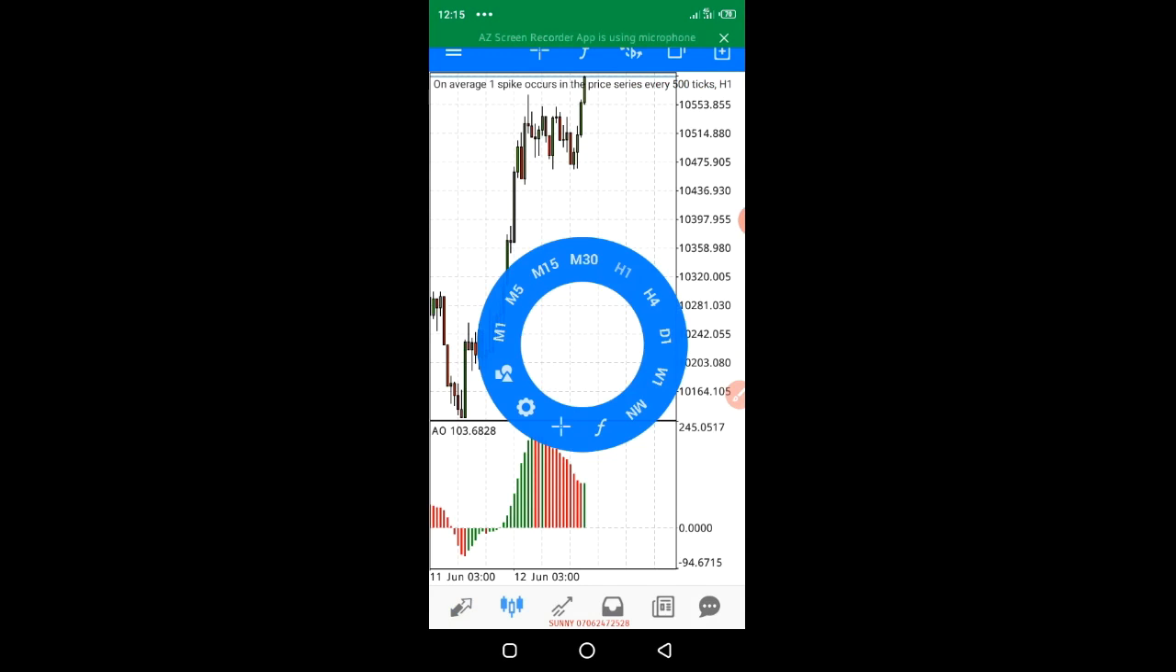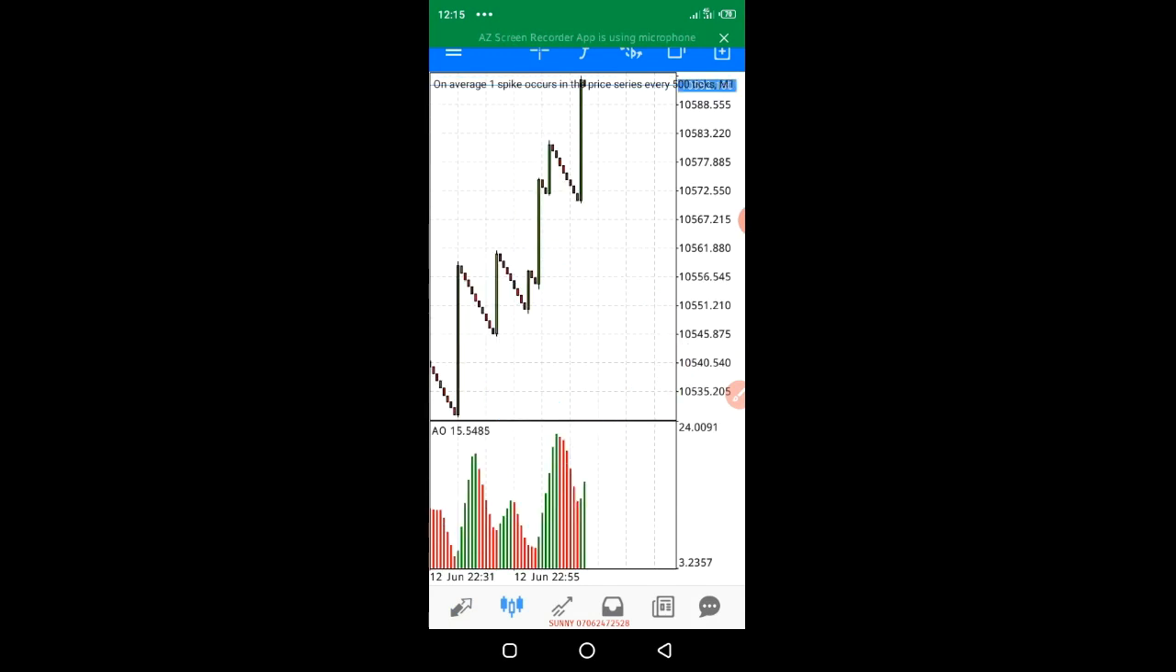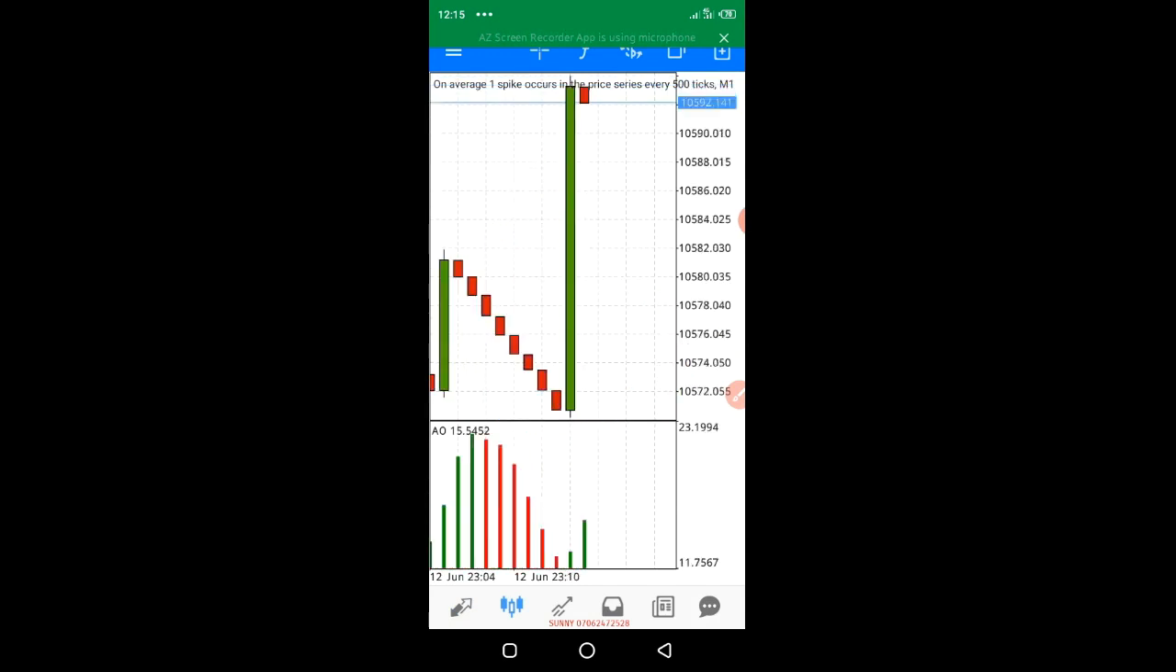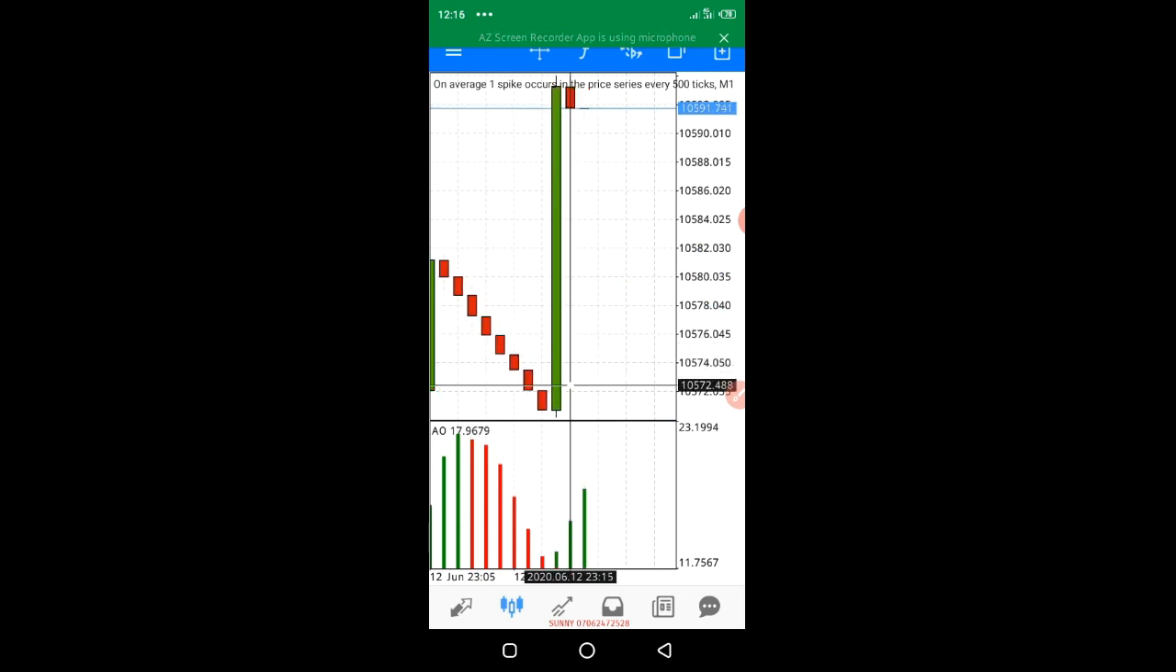Now let me go to M1, which is the 1 minute chart. Now check, for every spike you see a green, right? For every spike you see a green. Look at the green. For every spike you see a green. Then afterward you see what? A red. Sorry, you continue seeing green.